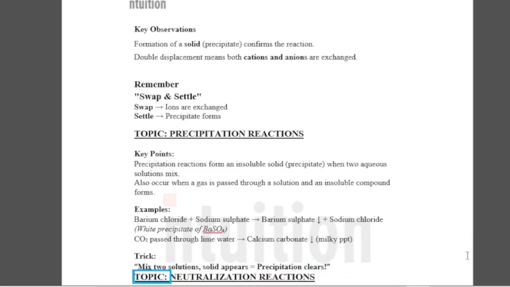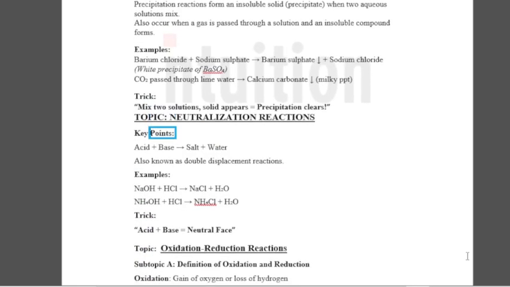Topic: neutralization reactions. Key points: acid plus base gives salt plus water. It is also a type of double displacement reaction. Examples: NaOH + HCl → NaCl + H2O; NH4OH + HCl → NH4Cl + H2O. Trick: acid plus base is equal to neutral pH.